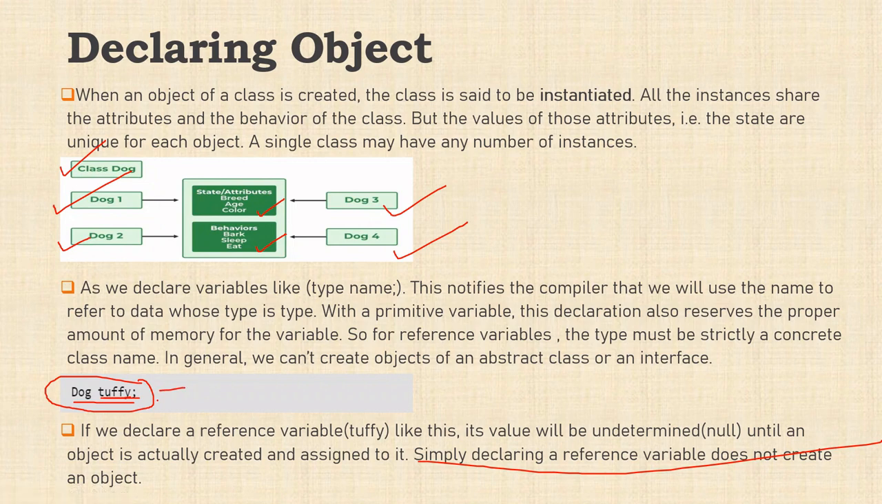So here you have to do Dog toffee is equal to new Dog. With the help of the new keyword you can do it. Then it will be the complete creation of the object. So you have created the object and assigned that object to Dog toffee. If you declare a reference variable toffee like this, its value will be undetermined, which is null, until an object is actually created and assigned to it. Simply declaring a reference variable does not create an object. I think you understood the point.